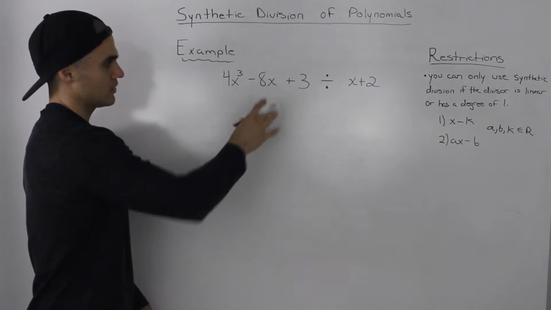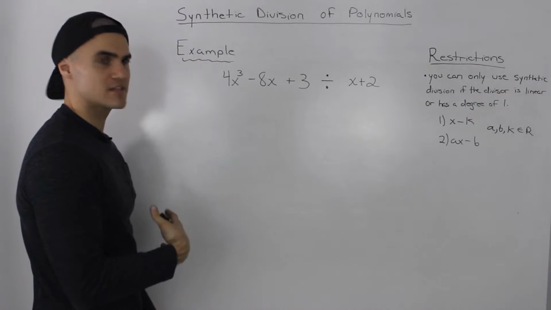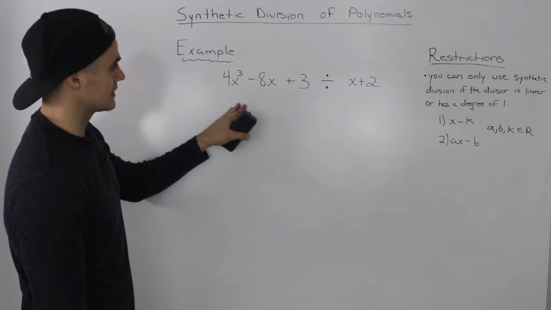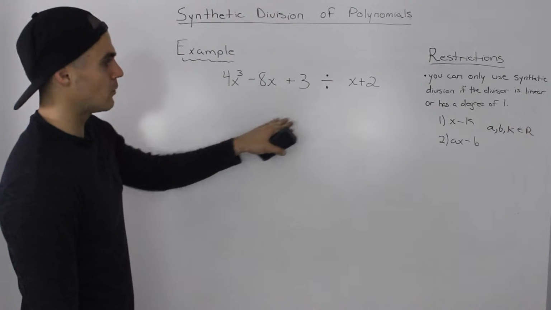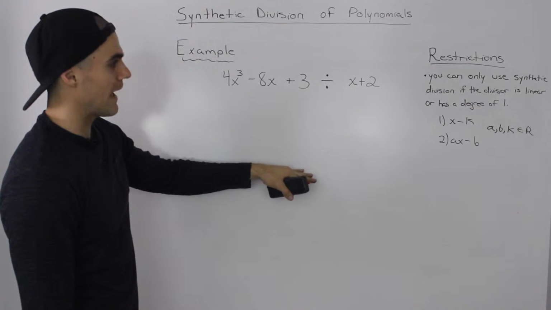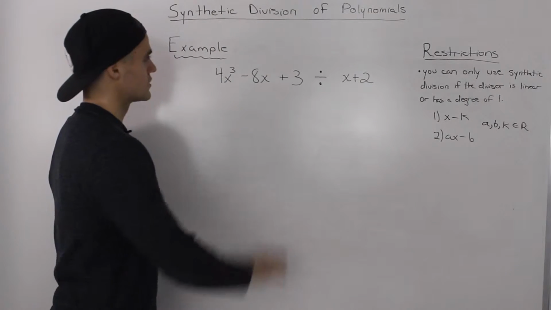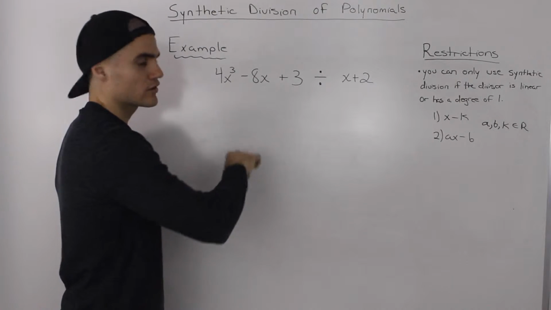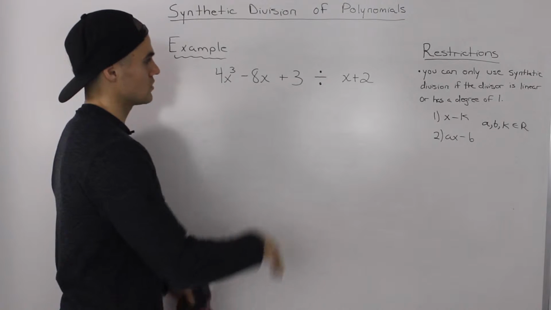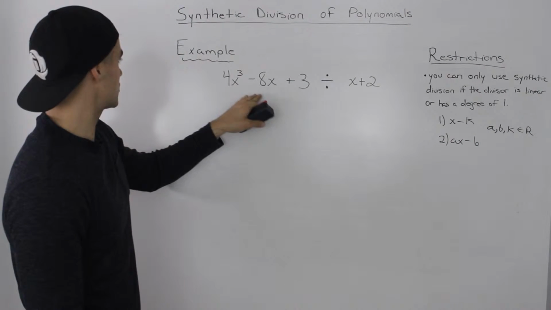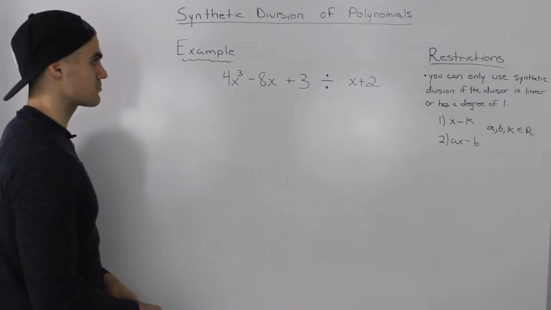Now this example is the same as one of the previous examples that we did for the long division of polynomials. And the reason why I'm doing that is because I think it's valuable to see how both methods, long division and synthetic division, end up having the same result. So I'll put a link in the description box of the same long division example that we did so you can compare both methods. So let's do synthetic division on this problem.